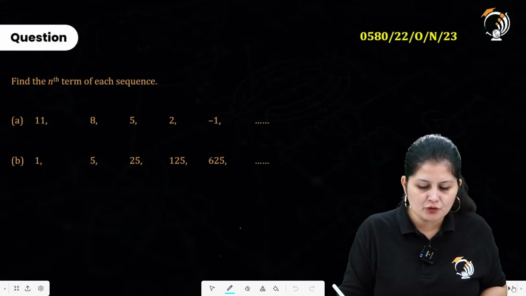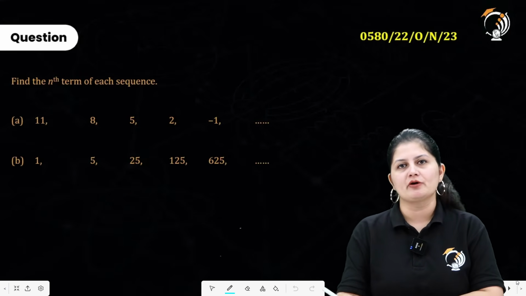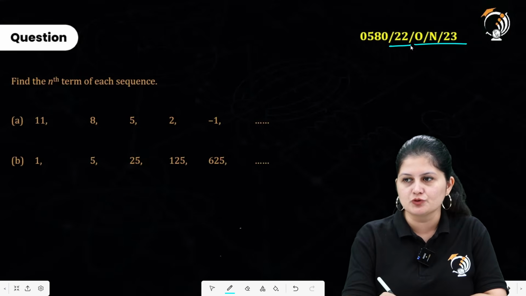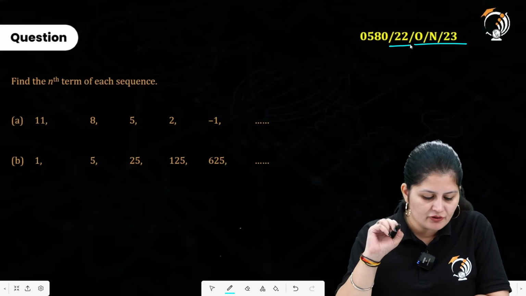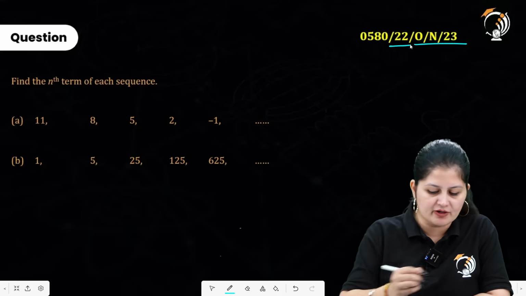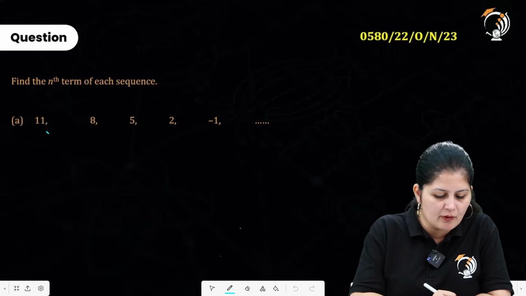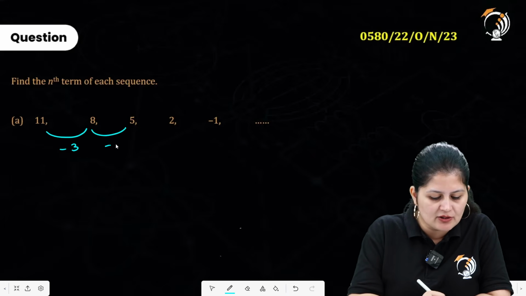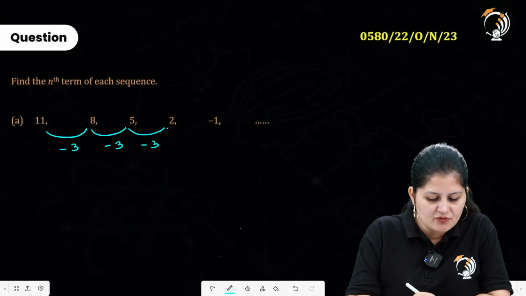Now, moving to the next question, which is a question from the paper of October-November 23 from the variant 2-2. The question here says, we need to find the nth term of this sequence. So, firstly, let's just understand what the sequence is all about. This sequence is a -3 sequence, correct? That is what we are doing here.